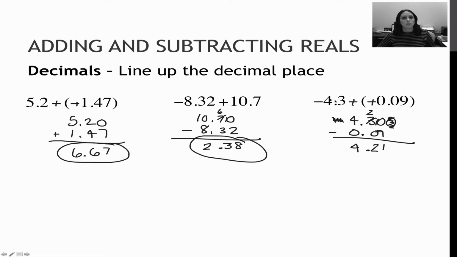So the difference between these two values is 4.21, or 4 21/100. My bigger number is negative, and so my answer is negative. So negative 4 21/100 is my final answer for that question.